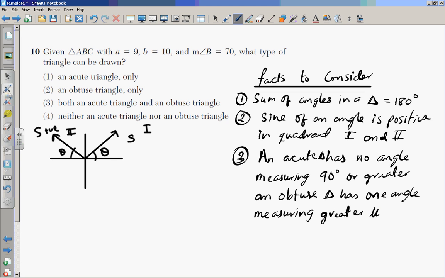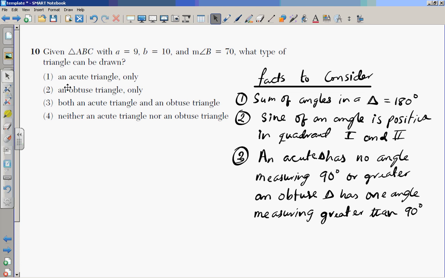These are just some facts to keep in mind when you're working on problems like this. All right, I'm just gonna leave these up here because we're gonna refer to them as we're solving this problem. All right, so the problem says, given this information right here, which of the following triangles can be drawn? Is it just an acute, an obtuse, both acute and obtuse, or neither?